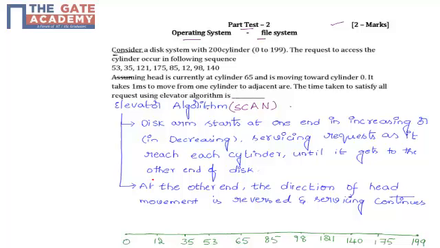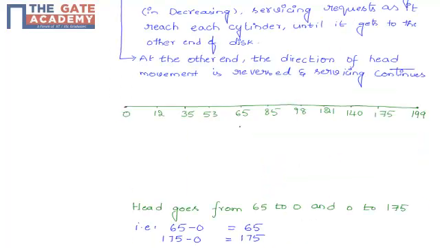Let us apply this algorithm to the sequence. Let us take the sequence as 0, 12, 35. We have to draw the diagram for this one, and the head initially starts at 65, right? According to this algorithm, we have to move from 65 to the other end, that is nothing but 0. When it is going to 0, it will serve all the requests, that is nothing but 53, 35, 12. It reaches the other end.